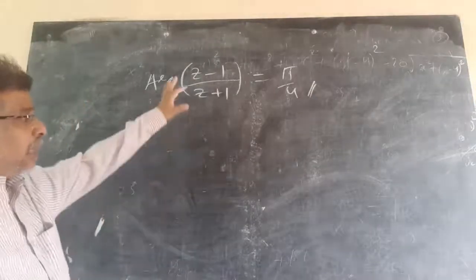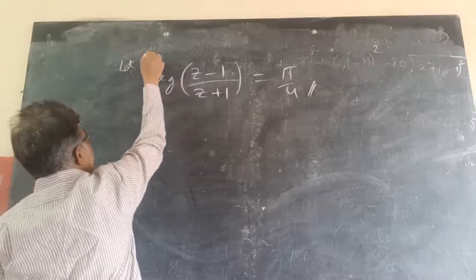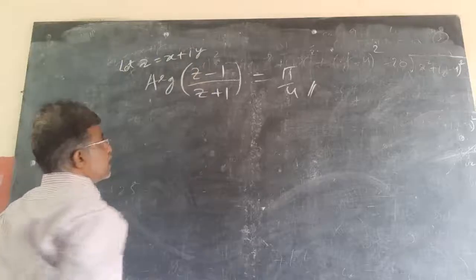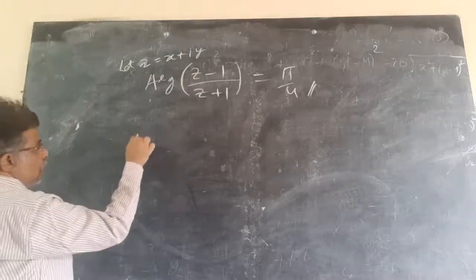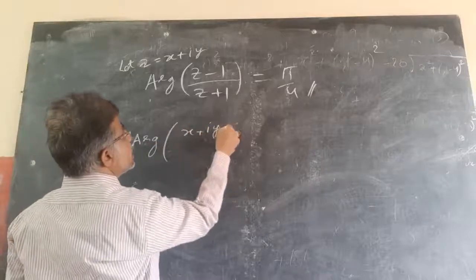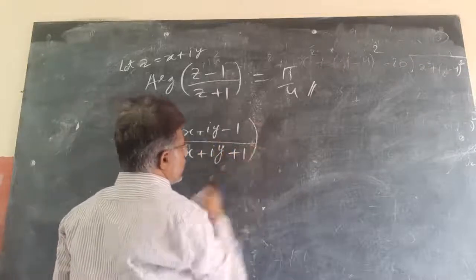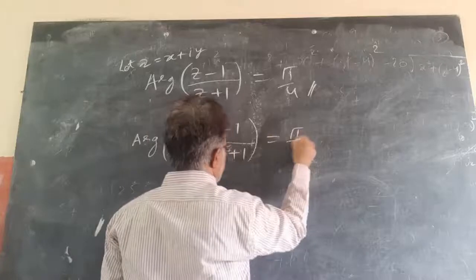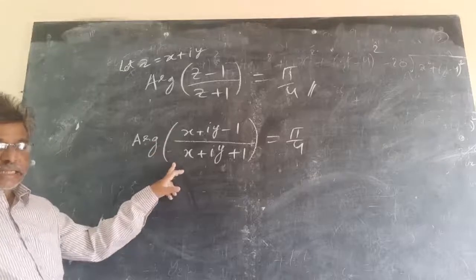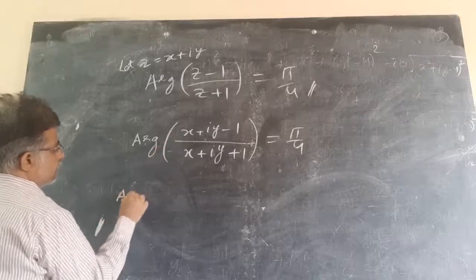Now, first, whenever you find the locus, let z equal to x plus iy, but here it is himself given. Now substitute in that. So argument of z minus 1 by z plus 1 means x plus iy minus 1 by x plus iy plus 1 equal to pi by 4. First we should simplify this. arg of z1 by z2 is arg z1 minus arg z2. Your choice of writing; I am simplifying first.